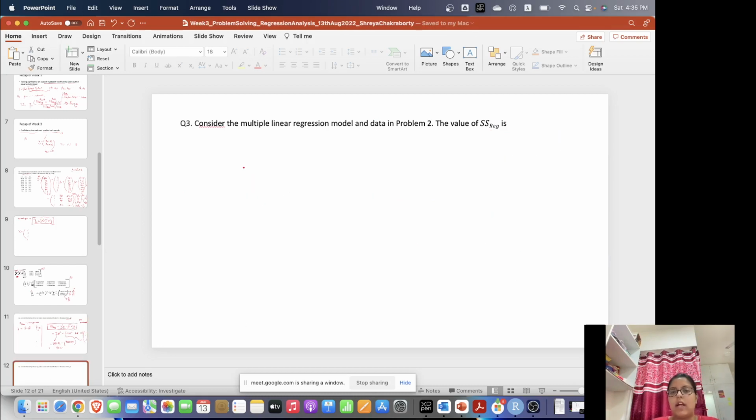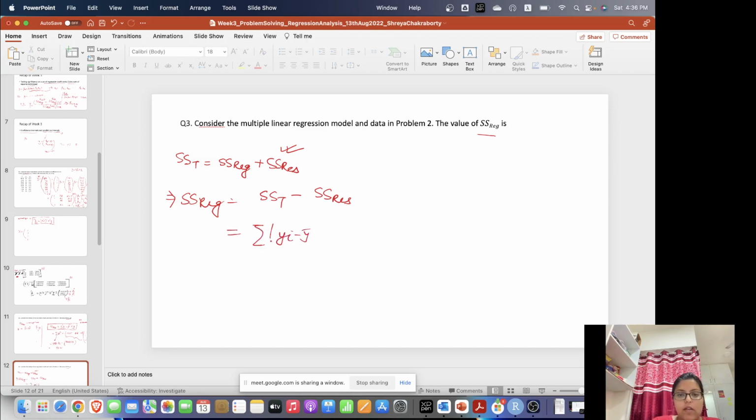Now if I have to find out the sum of squares due to regression, then I have to make use of the fact that sum of squares total equals sum of squares regression, sorry, plus sum of squares due to residuals. Now I have this one and I need this one. So if I can get this one, I'll just subtract and then I'll get whatever I want. So this thing is nothing but summation yi minus y bar whole square. This can be written as summation yi square minus n y bar square minus sum of squares due to residuals.